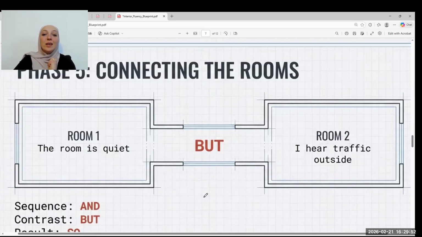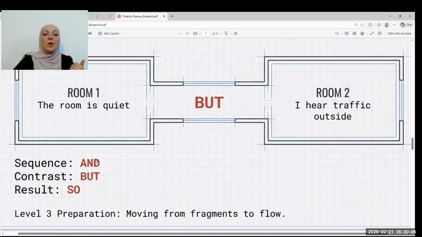Number five, connecting the rooms. Like room number one, the room is quiet. With room number two, I hear traffic outside. So you will use but with it. So for sequence, we add and. For contrast العكس ضد بعض, we use but. Sequence بجمع, contrast but إنه ضد بعض.